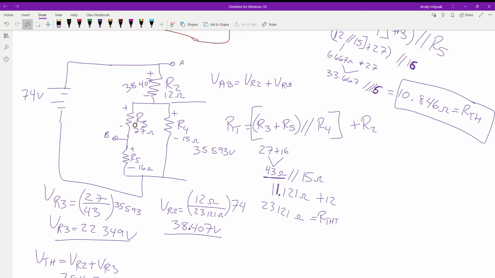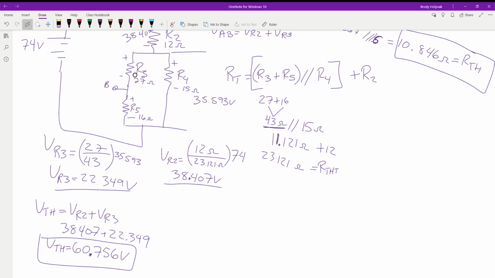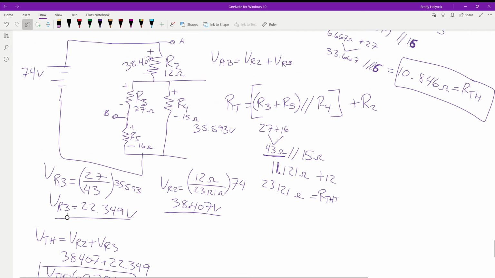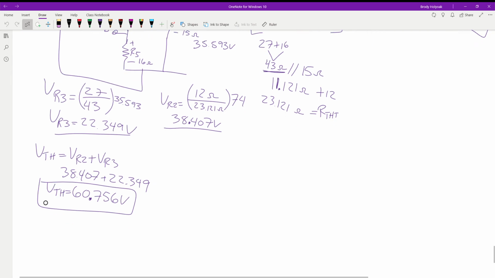Then can you do the voltage divider, so the 35.593 voltage divider with R3 and R5? Yep. Okay. So that's where we have here. So then we get the 22.349. So then we look, okay, we're coming from here and we're going this direction. We pass a positive 38.407 and then we pass a positive 22.349, which gives us this value. So that's the voltage we would measure if we had this circuit hooked up. Okay, we good there? Yeah.